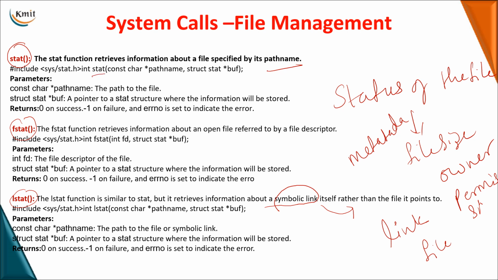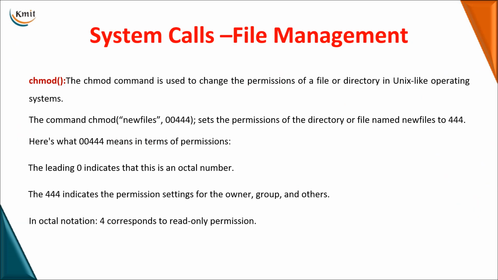In stat, you specify the path of the file for which you want the status and pass the status structure pointer as an argument. Similarly, if you want to know the status information of a file which is being opened, you can use fstat and the arguments would be the file descriptor of the opened file and the buffer, which is a pointer to a structure. And lstat will tell you the information about the symbolic link rather than the actual file it is pointing to.